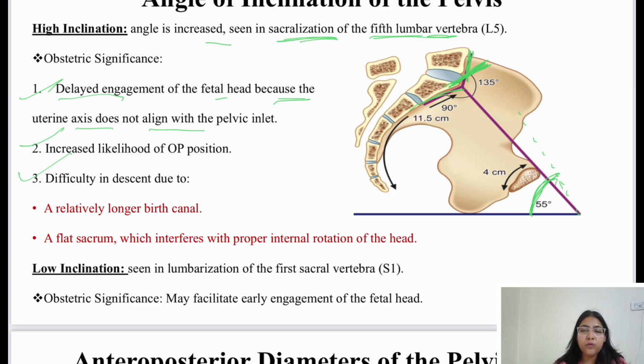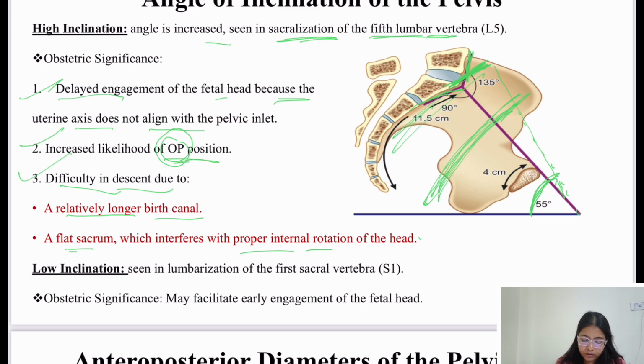So in order to function correctly, the axis of the uterus should align with the axis of the inlet. But in case of high inclination, there is malalignment which will result in delayed engagement of the fetal head. Again, there is an increased likelihood of OP position. OP means occipito-posterior position. There will be difficulty in descent due to a relatively longer birth canal. Obviously, if the angle of inclination is high, the birth canal will be longer. So there will be delay in delivery, and there will be a flat sacrum which interferes with proper internal rotation of the fetal head.